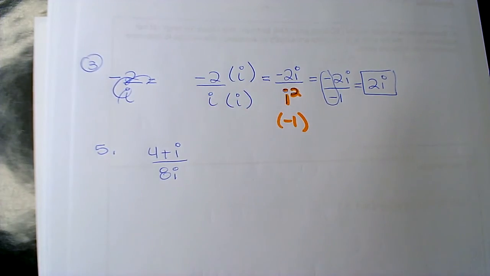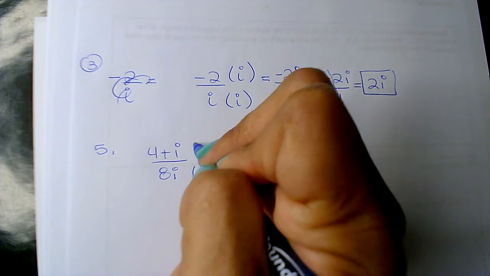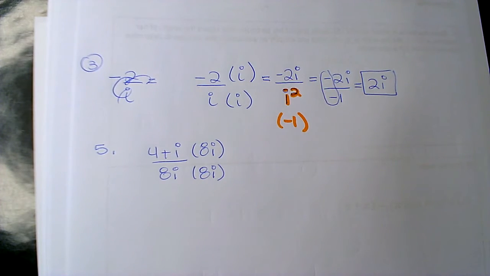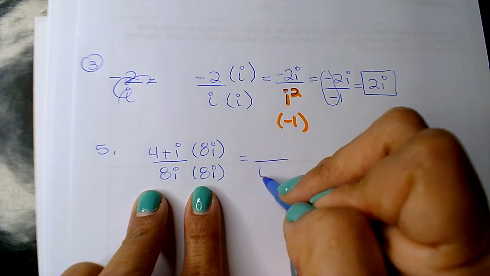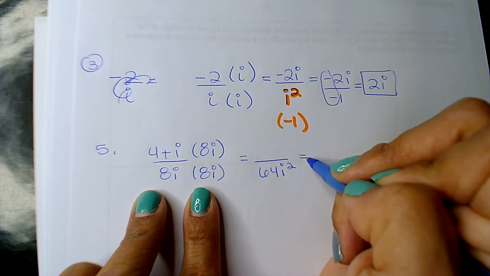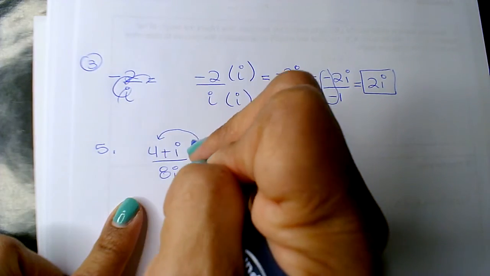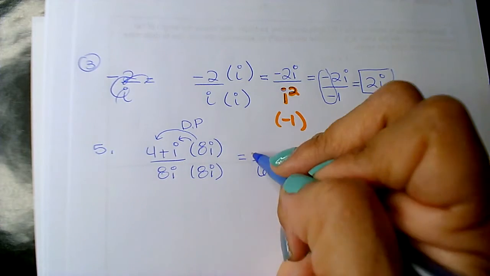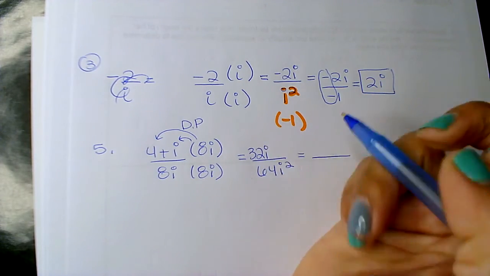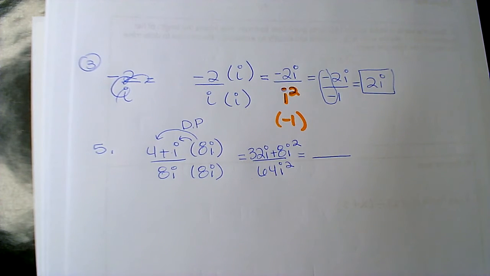All right, whatever the denominator is, if it's only one term, you just multiply by exactly what the denominator is. Okay, so now I get 64i squared, right? Okay, here you need to distribute. Distributive property. 4 times 8i is 32i. 8i times i is 8i squared.